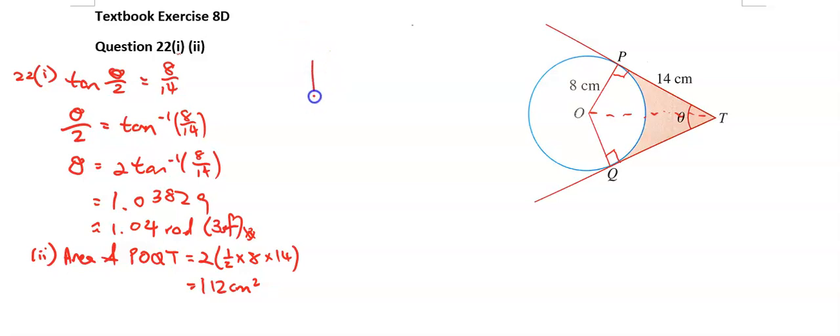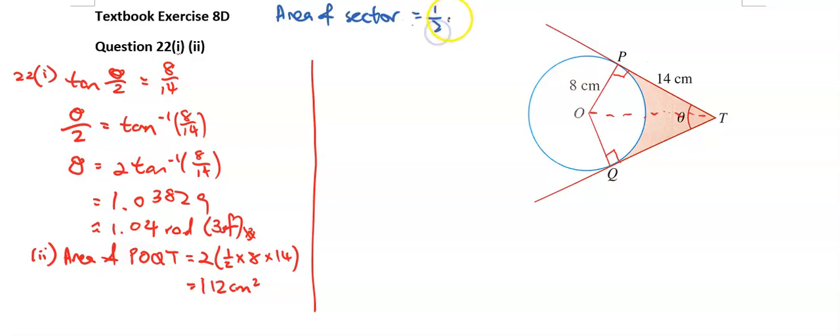Alright, in the next part we are supposed to find the area of the sector, this sector OPQ. The area of a sector formula equals half r squared theta. We know that r is 8, so we have to find theta in terms of radians, this angle here. So we can make use of circle properties to find it.